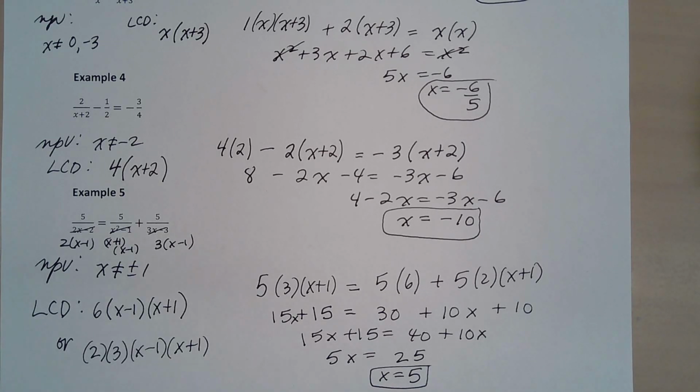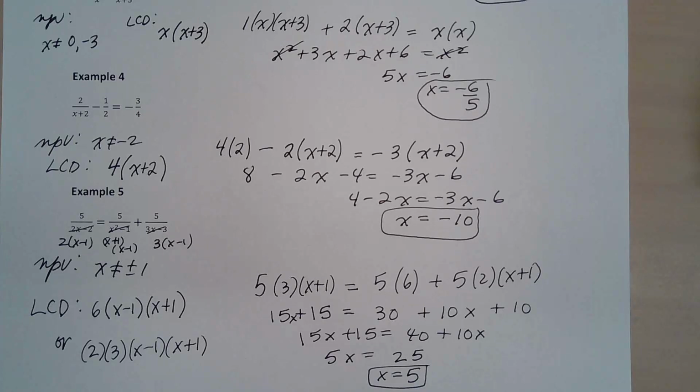Now, the solutions to a rational equation, if I were to graph this, like if I put this all on one side and graphed it, the x-intercepts would be the solutions to a rational equation. That's how those match up all the time.